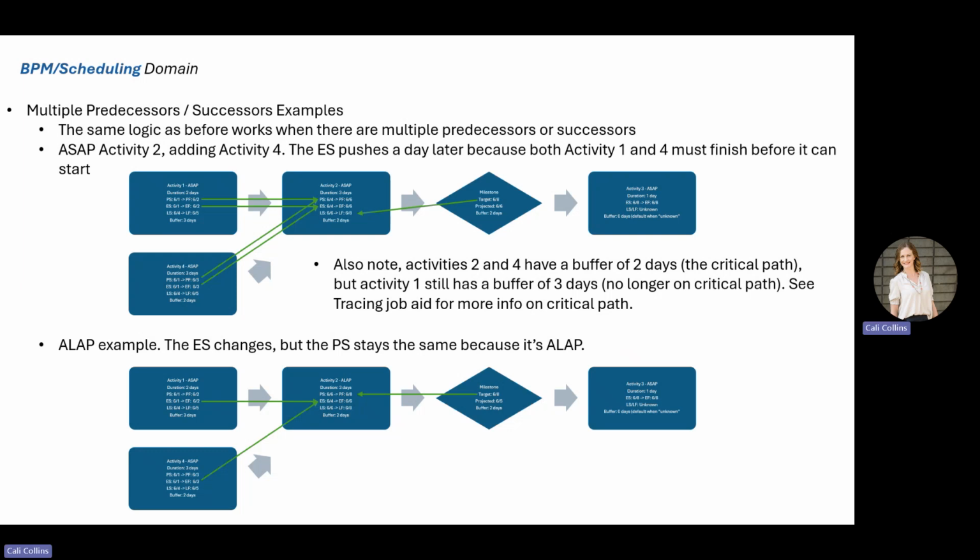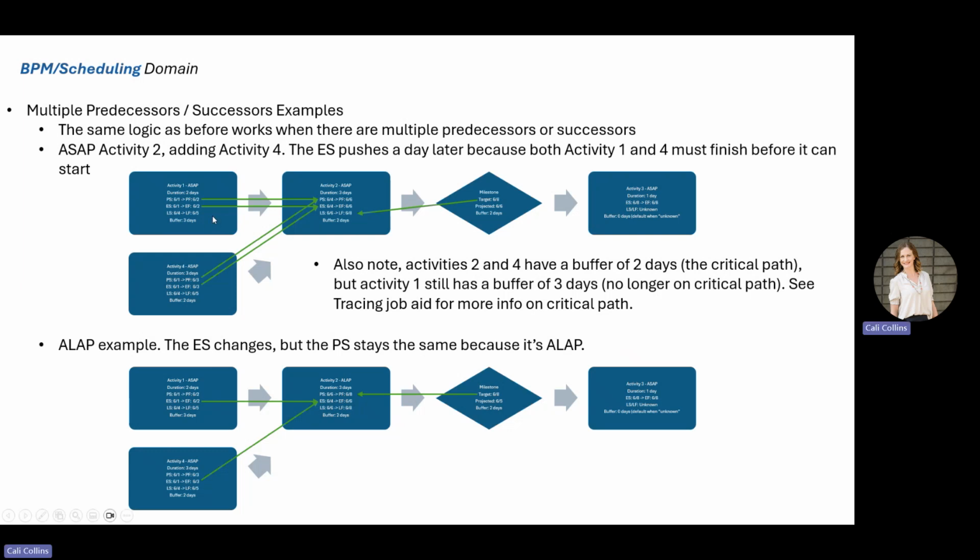It's also good to note on here that now this buffer has reduced down to 2 days. The milestone is at 2 days as well. And you're also down here at 2 days for this activity. But this one up here has 3 days of buffer because it does have a shorter duration. So this one here would be able to start a little bit later if it needed to.